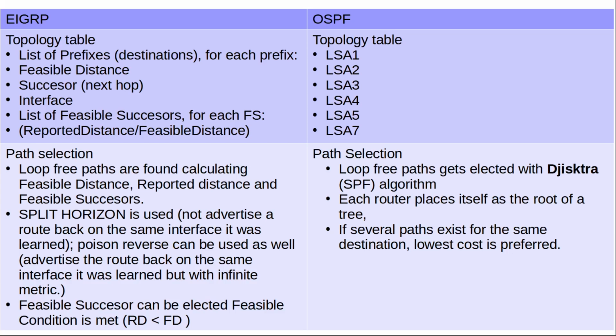Whereas the path selection in OSPF is made by running the Dijkstra algorithm. This algorithm will provide you with loop-free paths. In order to run it, the router places itself as the root of a tree. If several paths exist for the same destination, the one that has the lowest cost is preferred. If there are several paths having the same cost, equal load balancing can be used.